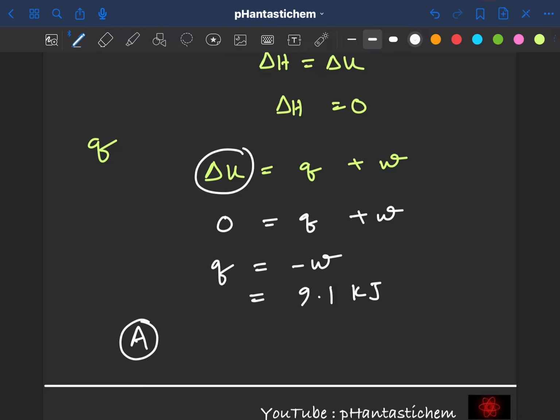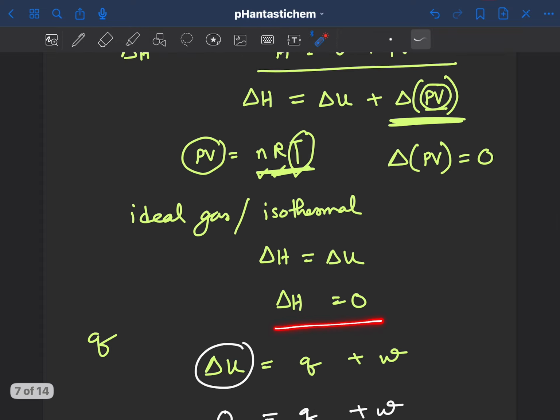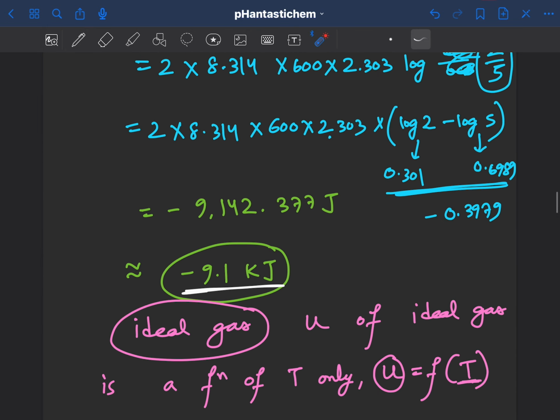Okay, so the value of Q is 9.1 kilojoules. The value of delta H is 0. The value of delta U is 0. And the value of work done is minus 9.1 kilojoules. Okay, thank you.